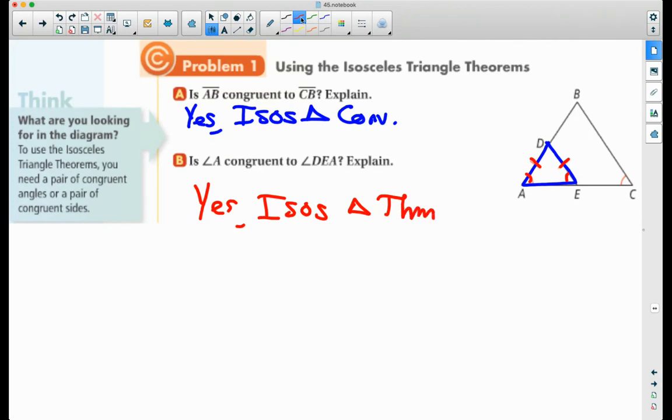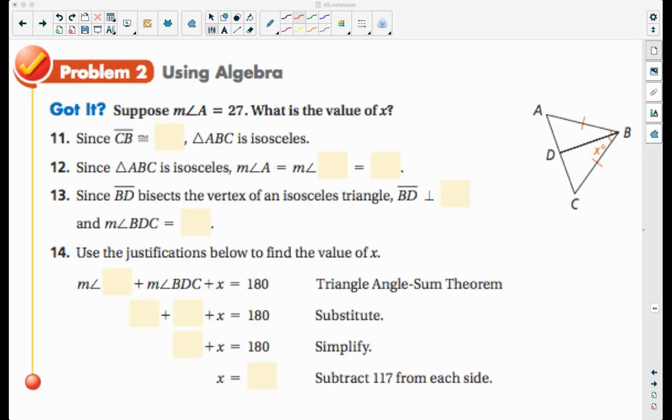Again, make sure you understand what direction you're going. If I'm given the sides are congruent, then I know the angles. Or if I'm given the angles congruent, then I know the sides. What's the difference between those? One's the theorem, one's the converse. The theorem says, given sides, I know the angles. The converse says, given angles, I know the sides.